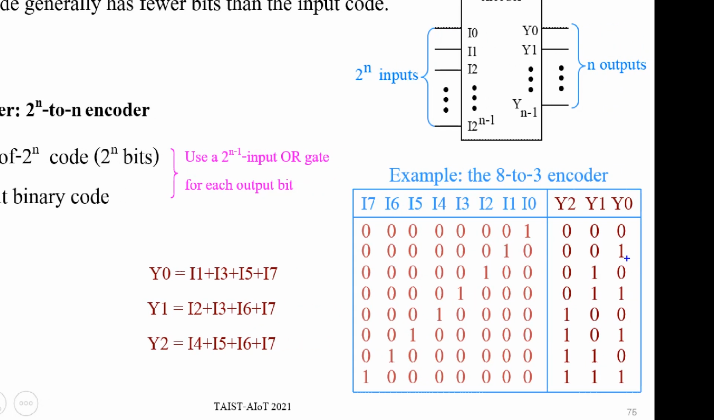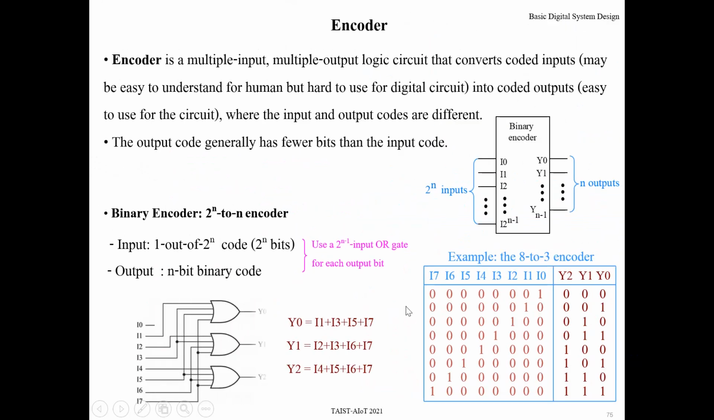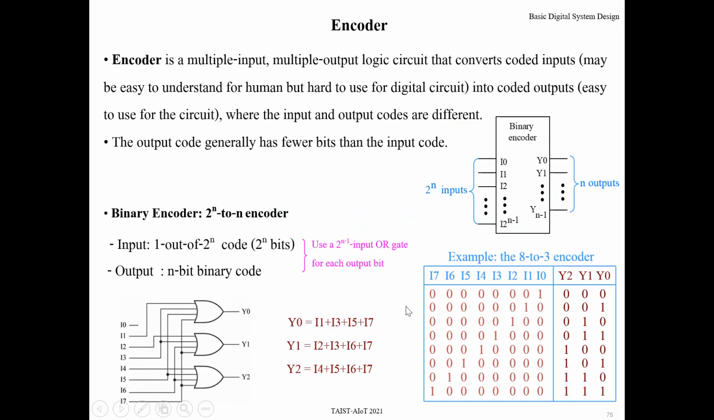For y0 becomes 1 when your input is I1 or I3 or I5 or I7. So when you obtain all the output equations, then you can draw the circuit diagram.